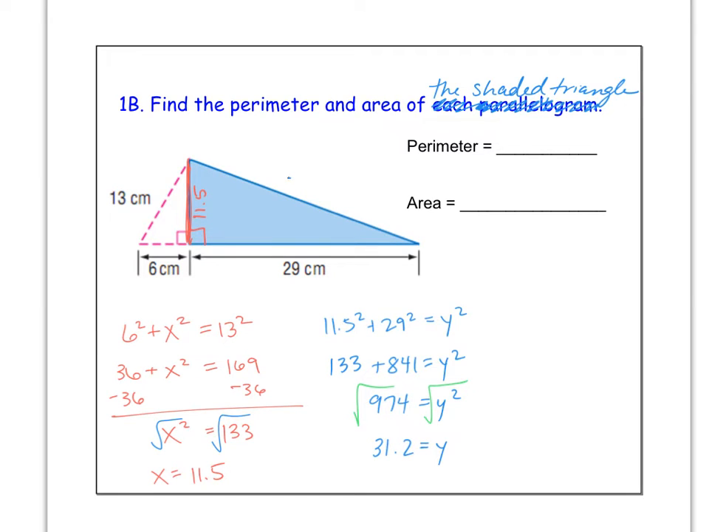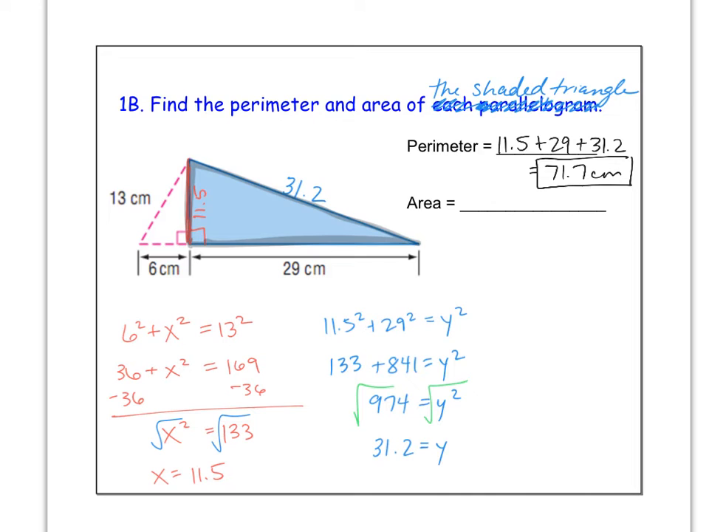So this up here is 31.2. Do we now have enough information to find the perimeter? Yes. Remember, we're doing the shaded blue triangle, so we're going to add the 11.5, the 29, and the 31.2. So 11.5 plus 29 plus 31.2. The perimeter of that triangle ends up being 71.7 approximately. 71.7 centimeters.